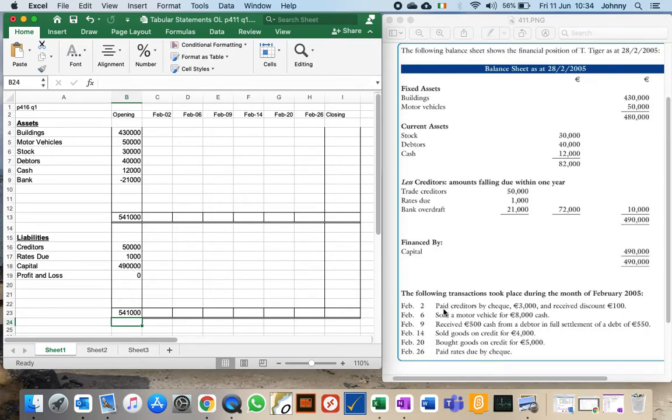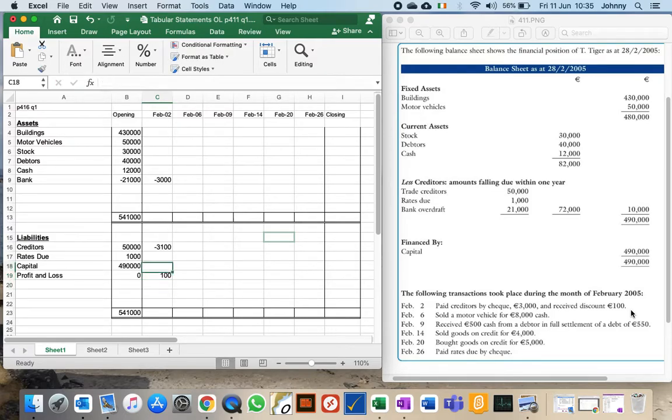So the first one, we paid creditors by check 3,000 and received a discount of 100. So we paid creditors by check 3,000, so we spent 3,000, so that means we'll have a minus 3,000 from our bank, and our creditors, we owe them 3,000 less, but we also got a discount of 100. So we actually owe our creditors 3,100 less than we did before. And the discount, well, that would be an income. So that goes in profit and loss. So I'll put that in there, and it's 100. We have an income of 100.